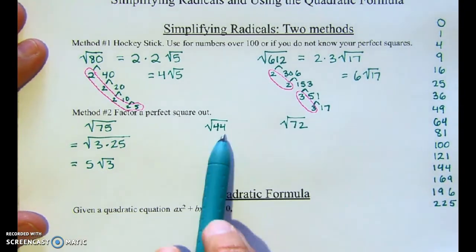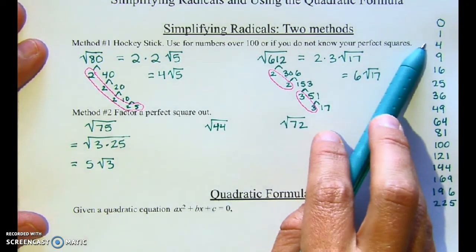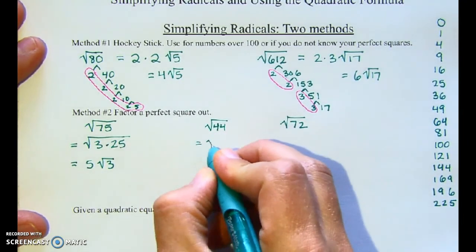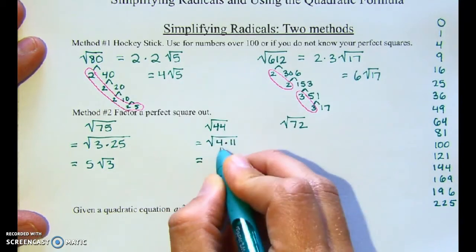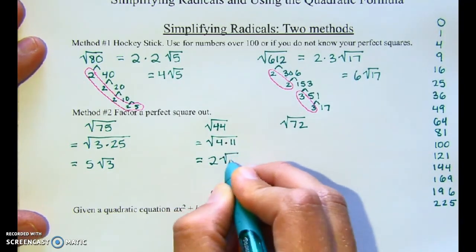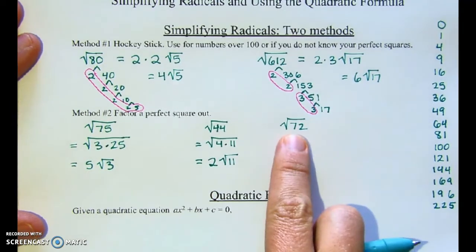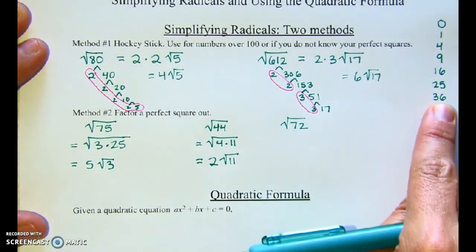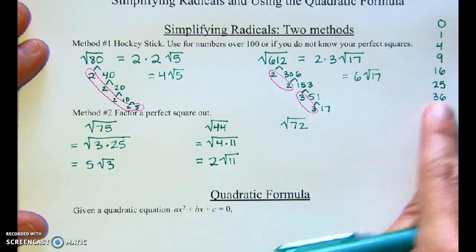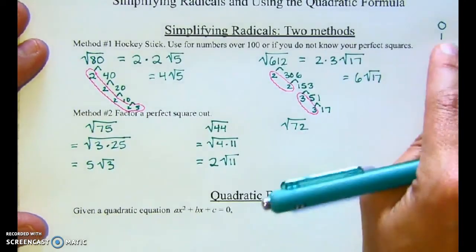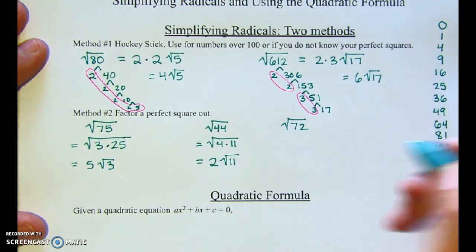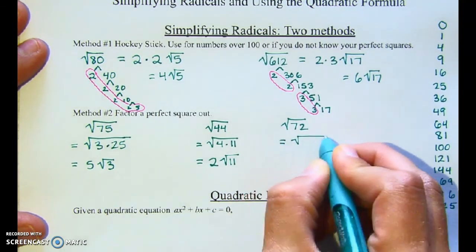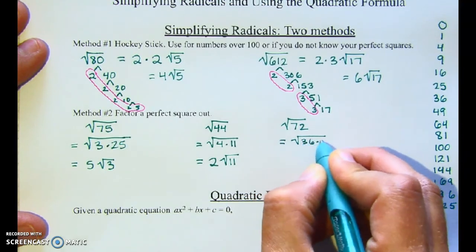Which perfect square is a factor of 44? 4. So we have the square root of 4 times 11 is 44. Now we know the square root of 4 is 2, so it's 2 times the square root of 11. Now 72. Let's see here. 4, 9. Careful, because 36 is 4 times 9. So even though 4 and 9 go into 72, 36 also goes into 72. So 36 times 2.